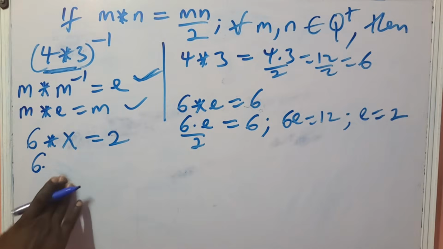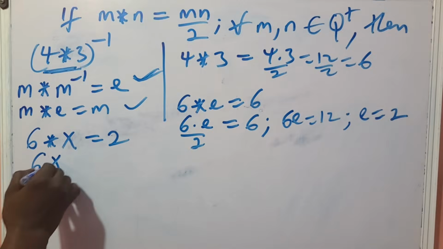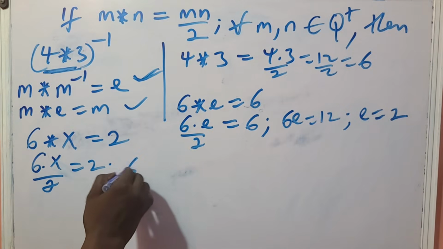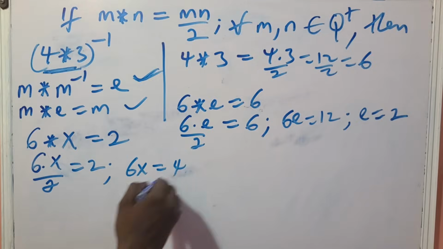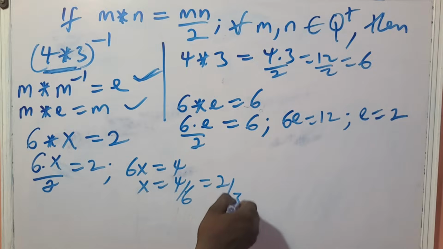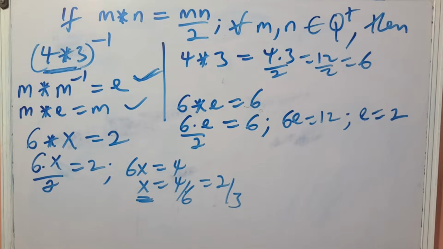Now, let me quickly note that it's not every time you will have your rule like this. It could be anything. Be ready for solving anything. 6x over 2 equals 2. That means 6x is equal to 4, and our x is equal to 4 over 6, which is 2 over 3. This x represents my inverse. So the inverse for this question is 2 over 3.